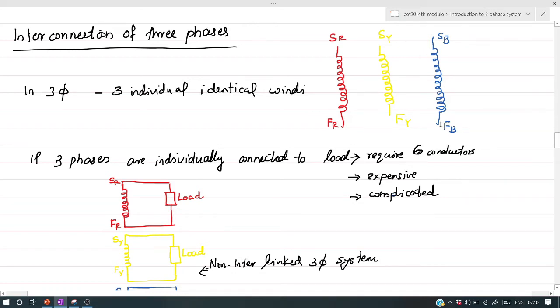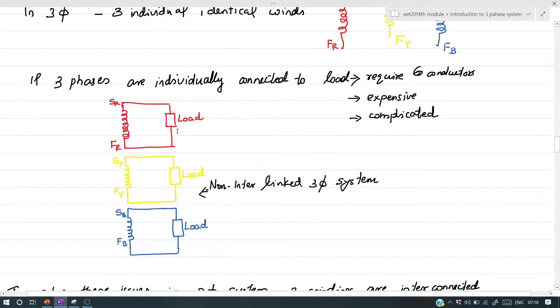If three phases are individually connected to load like this, it requires 6 terminals or 6 conductors. So it is expensive and complicated. This type of system, that is three phases individually connected to load, is also a three-phase system. This system is termed as non-interlinked three-phase system.